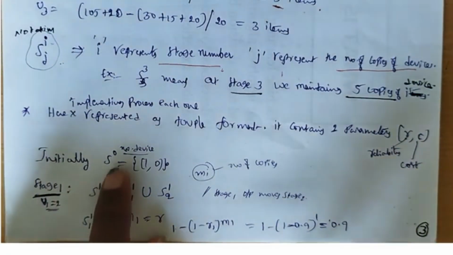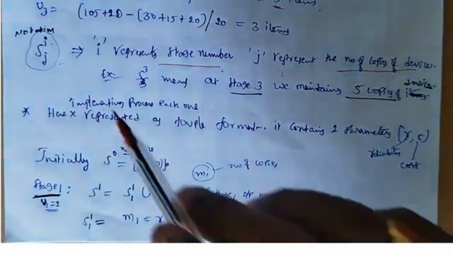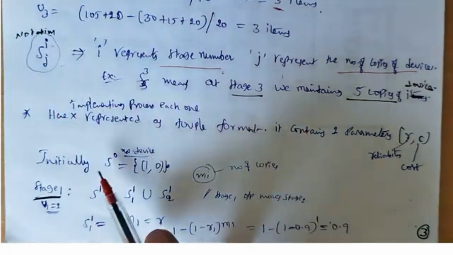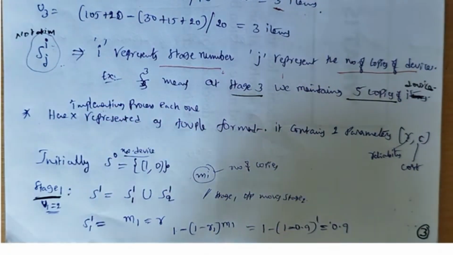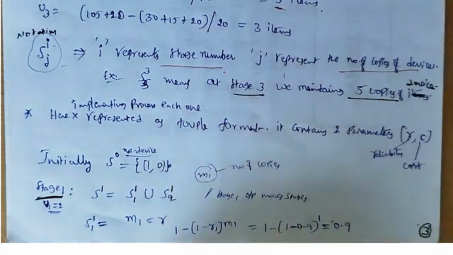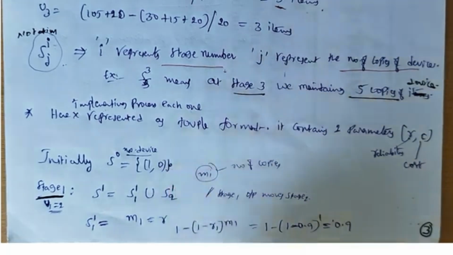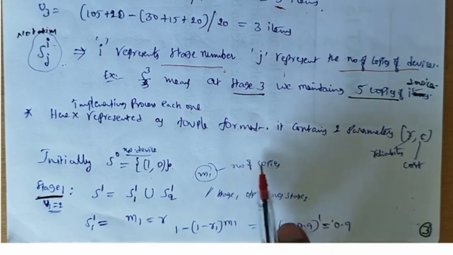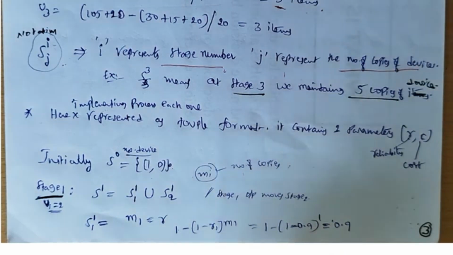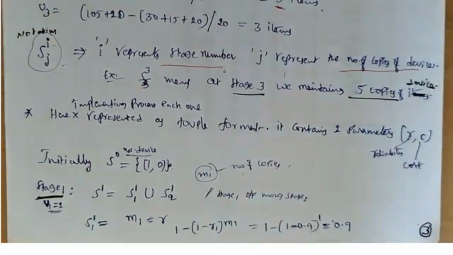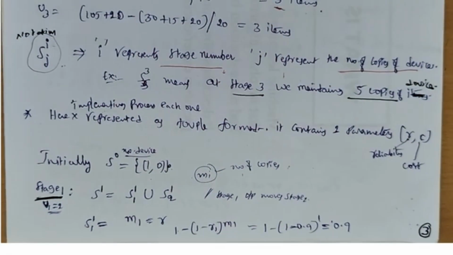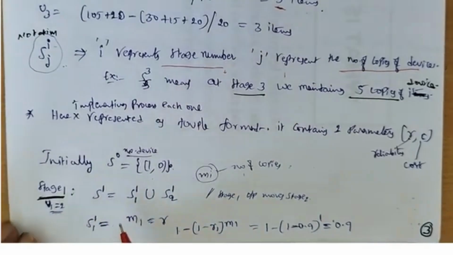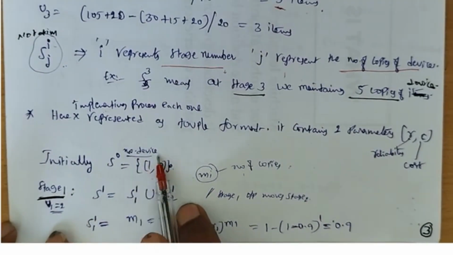Initially, s power 0. Here I is nothing but devices. S power 0 equals no devices, so that equals 1 comma 0. Here mi equals the number of copies. So in stage 1, we have to find out, this is the first, no devices, the 0th stage.